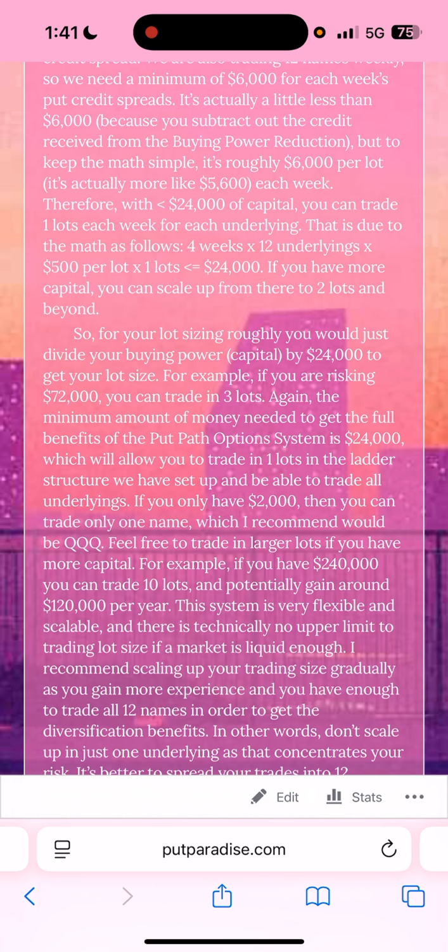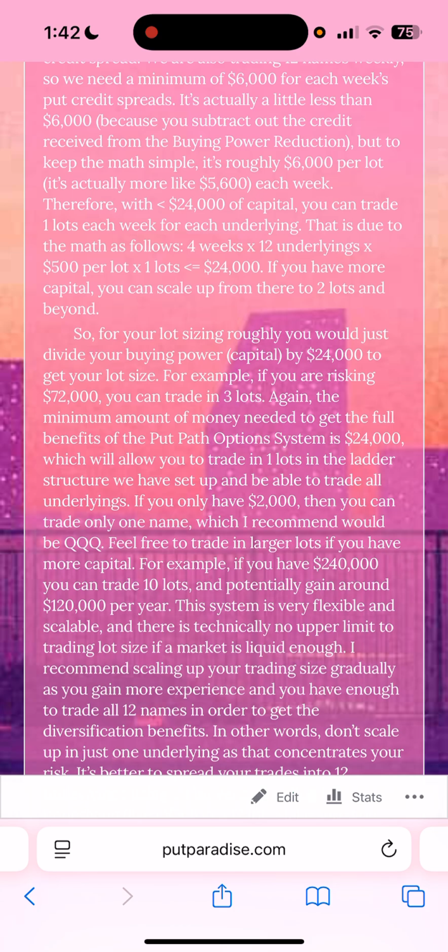Now, again, we're working this over a 4-week period. So you're going to need 4 weeks times 12 underlyings times $500 per lot. We're using the one lots. So you're going to need about $24,000 in available buying power reduction or available capital.